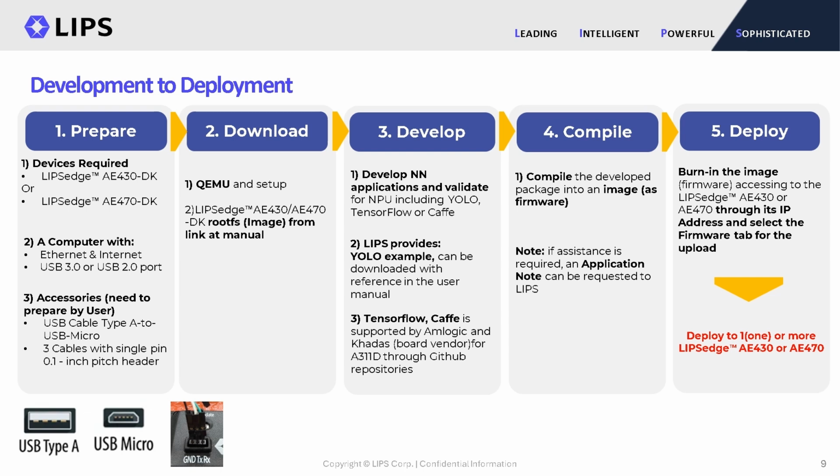Third, once you have completed all the necessary downloads, including Docker containers, you can start developing. Fourth, compile the newly created package into an image as a firmware. And last, deploy the image as a firmware. If assistance is required, an application note can be requested from LIPS. Also notice that the burn-in of the firmware for the development kit versus the deployment with the LIPSedge 430 or 470 on the field is different. The steps are written in the manuals, but if you need assistance, don't hesitate to contact LIPS.